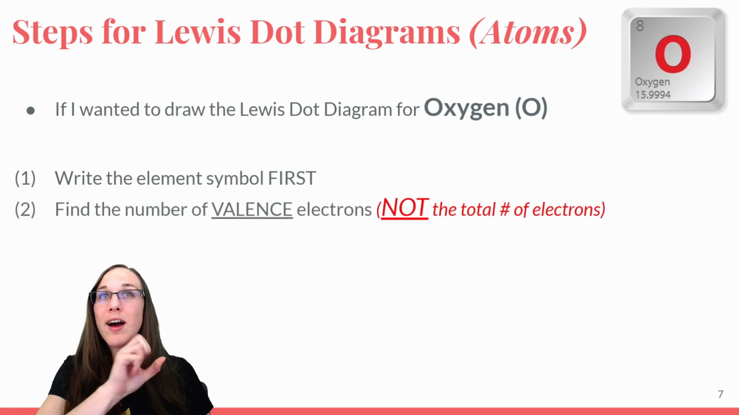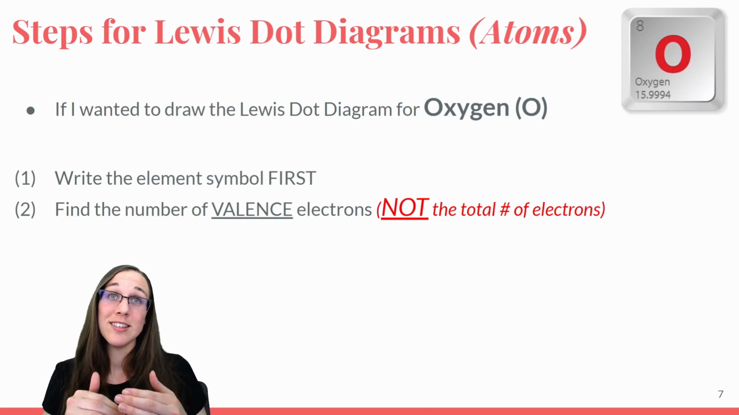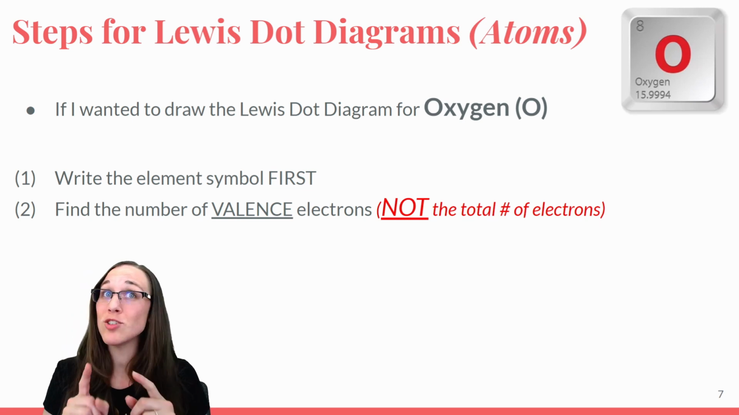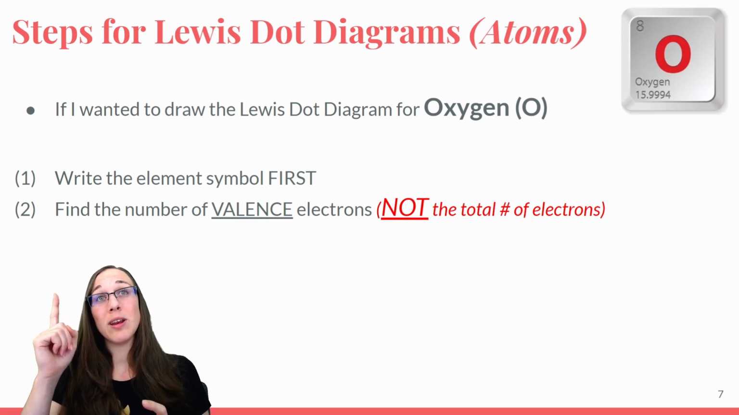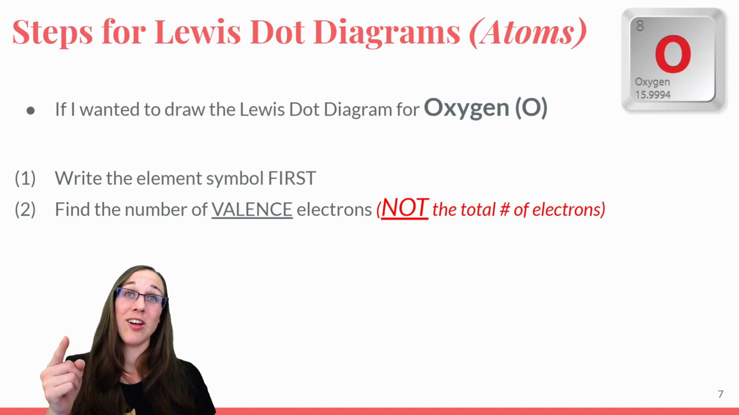Step 2, find the valence number of oxygen. So we need the valence electrons, not the total number of electrons. Make sure you keep those two separated in your head. We need the valence electrons. We need the number of electrons that are in the outermost shell of oxygen.